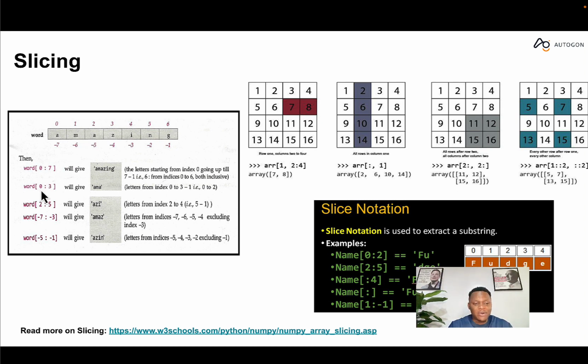Now 0:3, 0 1 2 3. But because the upper bound is dished out, we are referring to 0 1 2. Now 2:5, 2 3 4.